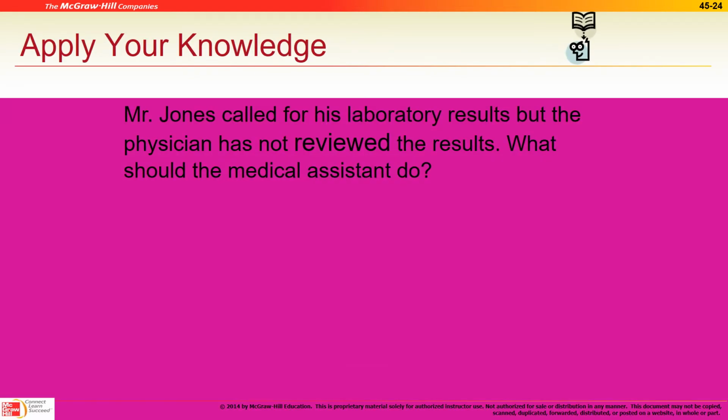Mr. Jones called for his lab results, but the physician has not reviewed the results yet. What should the medical assistant do? So Mr. Jones said they'll get back to him with the exact result. Yeah, so just tell Mr. Jones, hey, the doctor will get back to you with that information as soon as he can.